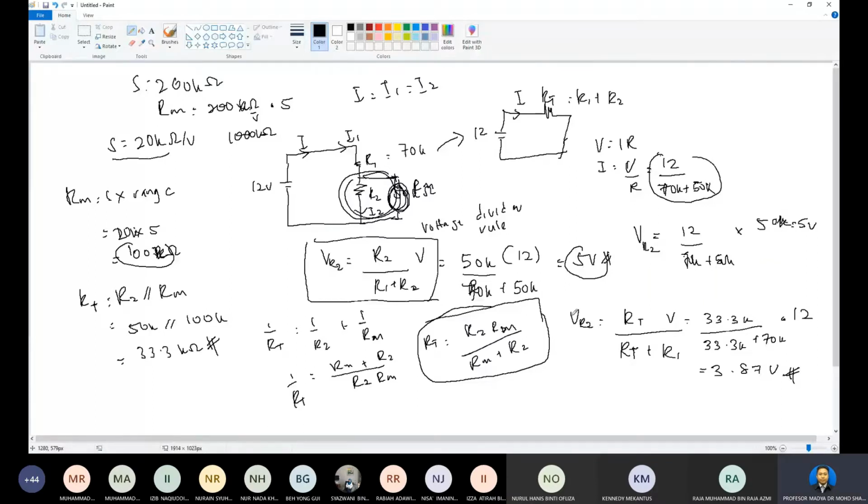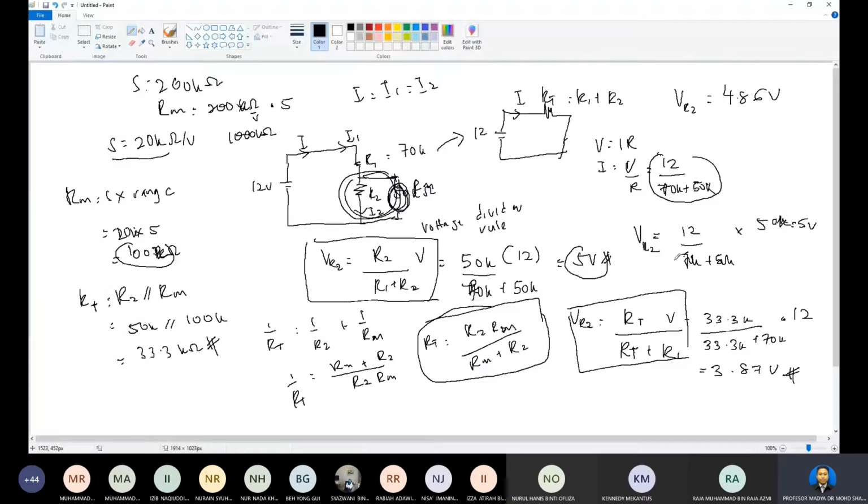Okay, so the answer for part C, for VR2, is 4.86 volts. Alright, so this is the answer for question 7, part C.